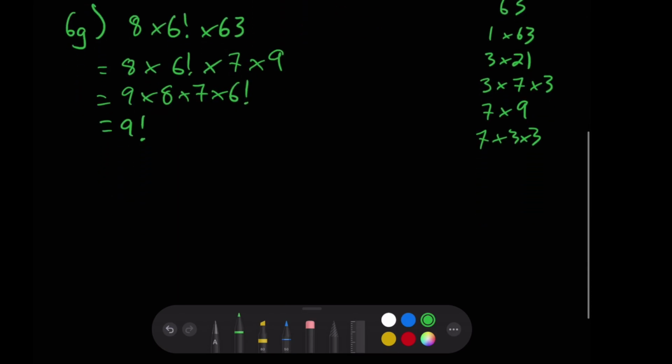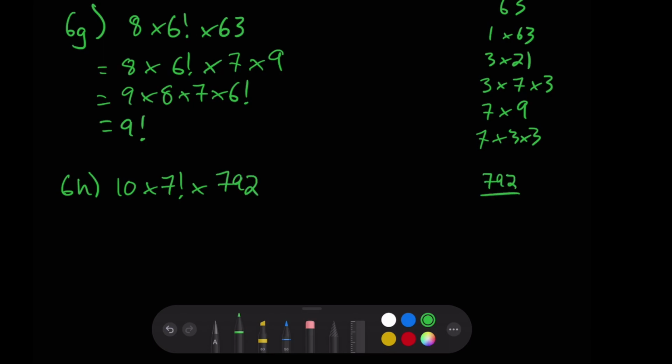Next, we'll take a look at 6h and apply the same ideas there. So 6h gives us 10 times 7 factorial times 792. I want to break down the big number, so I'm going to start by finding factors of 792. 2 times 396. This term's way too big. I'm obviously going to need larger factors here because I want something in the 10 to 7 range, just to give us a feel for what we're looking for.